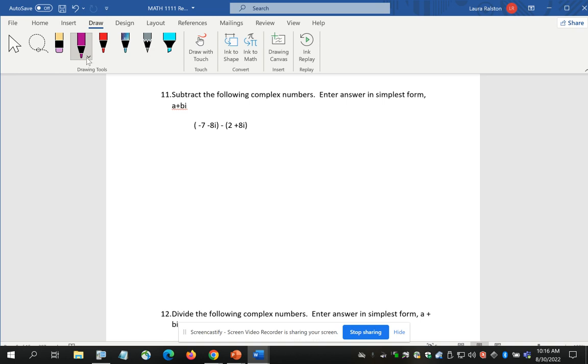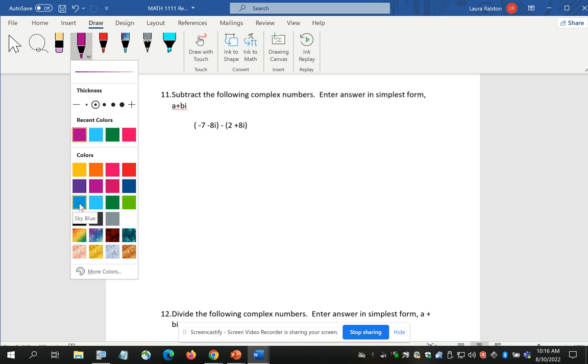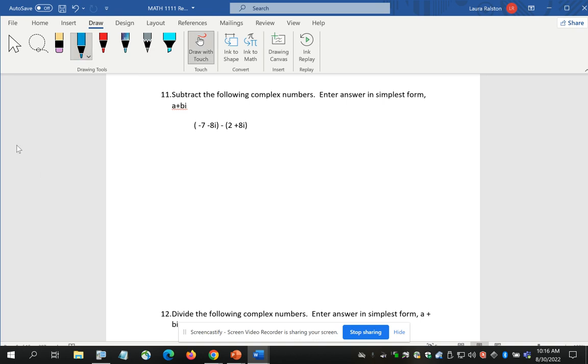All right, number 11 asks us to subtract the following complex numbers and then enter the answer in simplest form. Okay, the biggest thing with subtraction is remembering to make sure you distribute. There's like an understood 1 here. So we have negative 7 minus 8i, minus 1 times 2 is minus 2, minus 1 times 8 is minus 8i. Okay, make sure you distribute that negative.